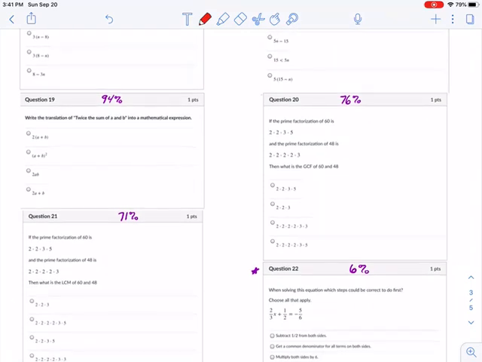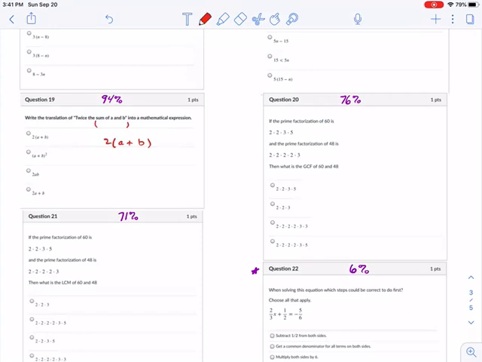19, the translation, twice the sum of A and B, almost all correct. The sum of A and B has to be in parentheses because that's the answer to the addition problem. A plus B, twice the sum is 2 times that. Not to the second power, multiplied by 2. If I'm twice as old as you, then I'd take your age times 2. Don't take your age and square it. Don't do that.